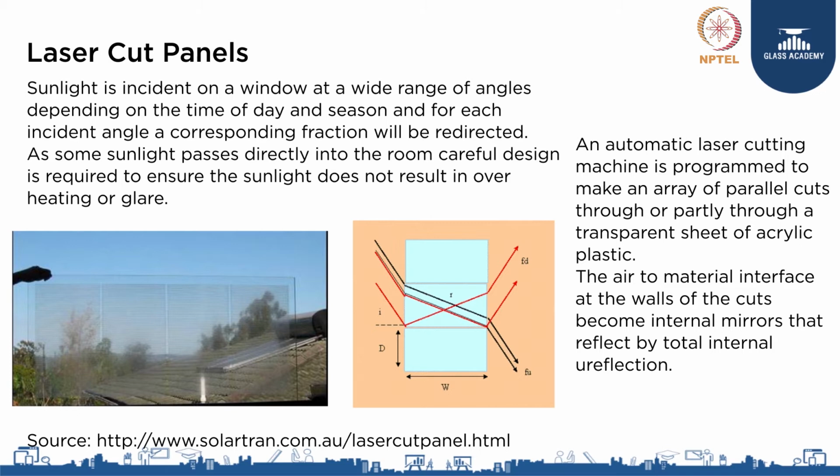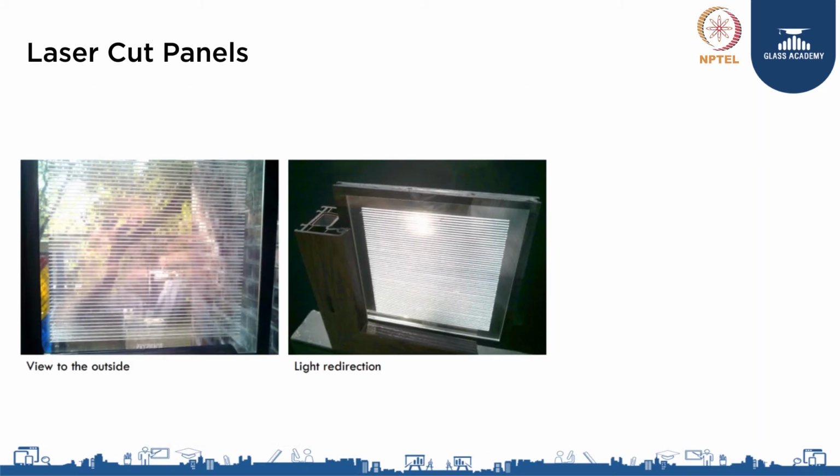So here in this picture you will see that when you look through this glass, it is not a very clear transparent glass, you will see some lines there, but still it gives you a good view to outdoors, and these lines are the ones where the sunlight is getting reflected. Another picture showing you the view to the outside and the reflected light.